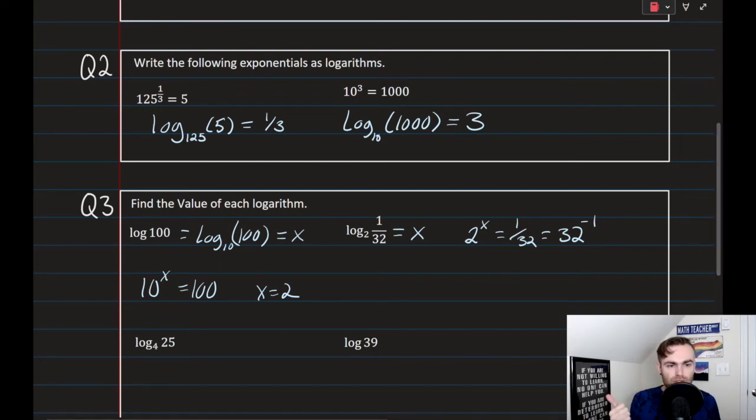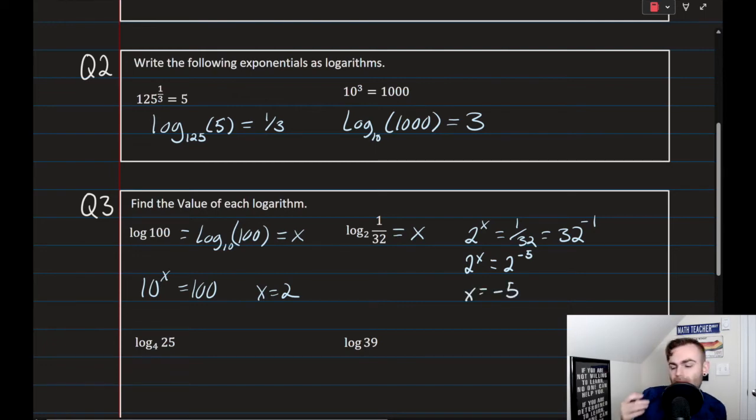Well, 2 times 2 is 4. 4 times 2 is 8. 8 times 2 is 16. 16 times 2 is 32. So that would be 5. So 32 to the power of negative 1 is equivalent to 2 to the power of negative 5, which means that x is equal to negative 5.